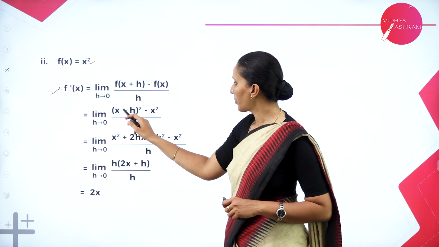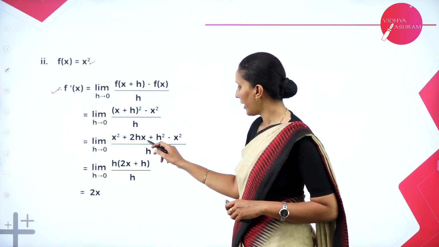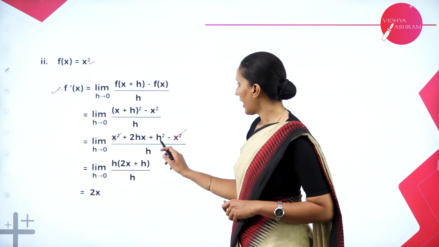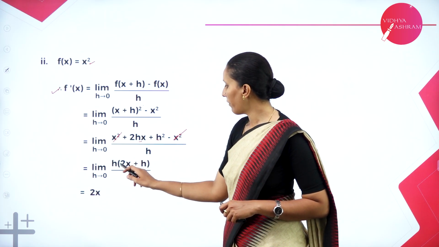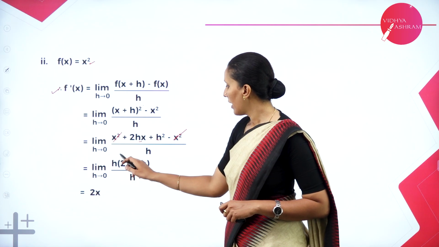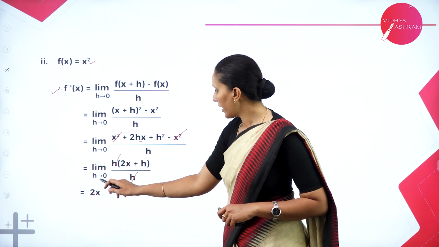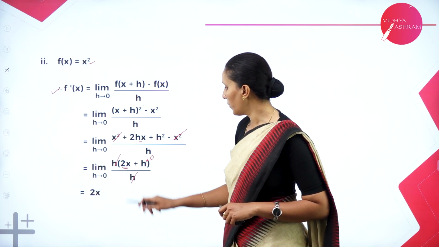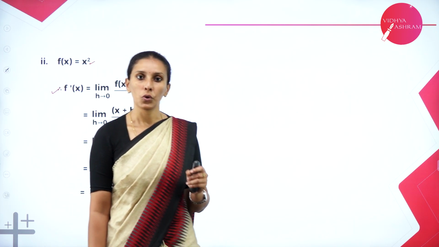Expand this using the a plus b whole square formula: a square plus b square plus 2ab. So x square plus 2hx plus h square, minus x square. We can cancel x square here, and take h as a common factor in the remaining two terms, we get 2x plus h. h and h get cancelled. Now apply the limit. If you put h equal to 0 here, the remaining value is 2x. Therefore, the derivative of the function x square is 2x.